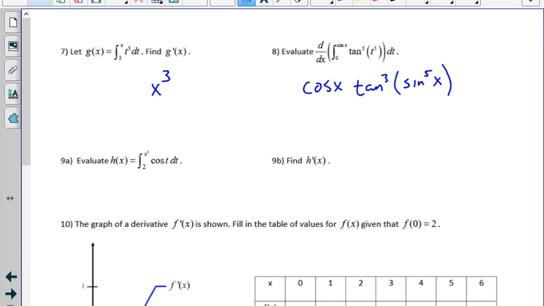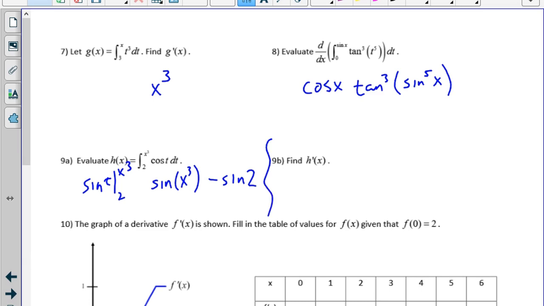Number 9, part A, evaluate h of x equals the integral from 2 to x cubed of cosine t dt. So that would be, the integral is sine. Sorry, I kind of skipped a step. So sine of t, and we're going to evaluate it from 2 to x cubed. So we put in sine of x cubed minus sine of 2.